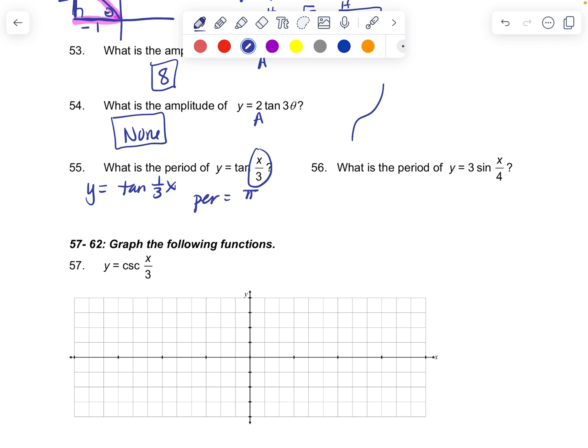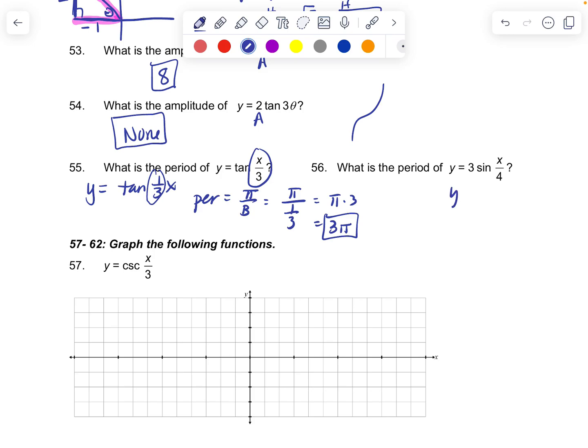Make sure you write this down somewhere that you know it, okay? So this is pi over, the b value is the number in front of the x. Remember, if you're dividing by a fraction, it's the same as multiplying by the reciprocal, so this is just going to be 3 pi.